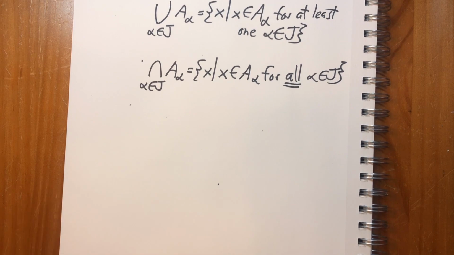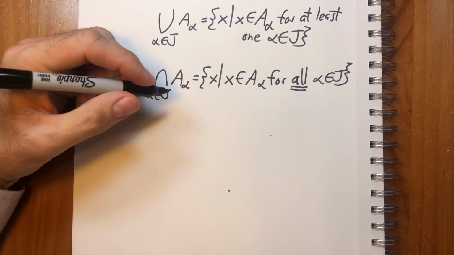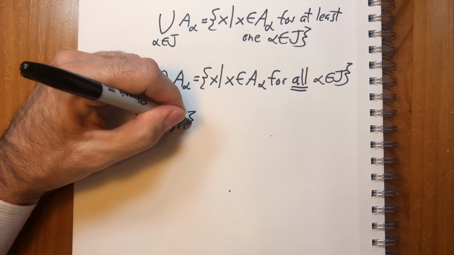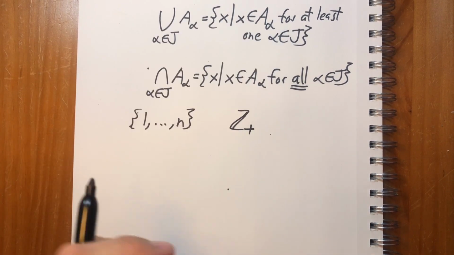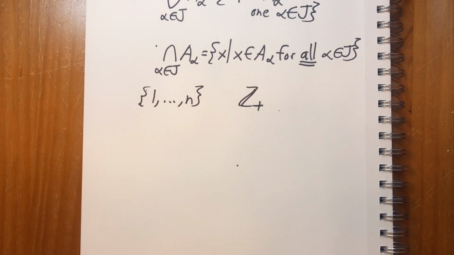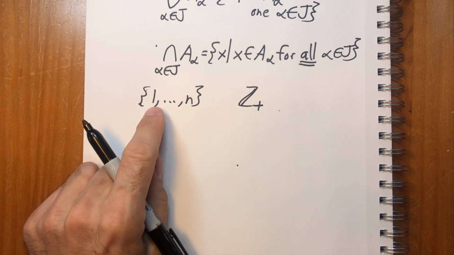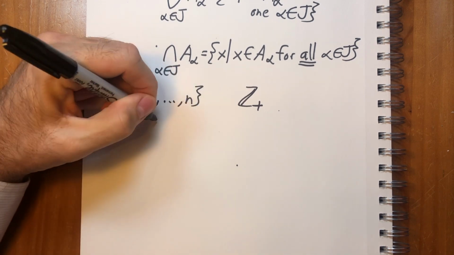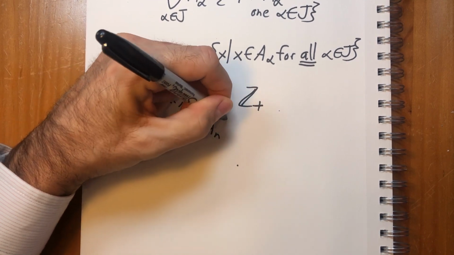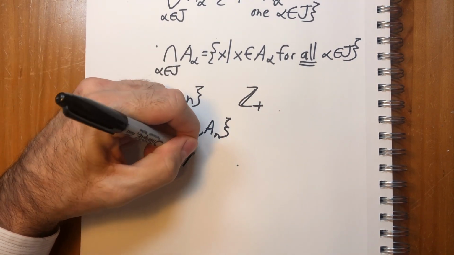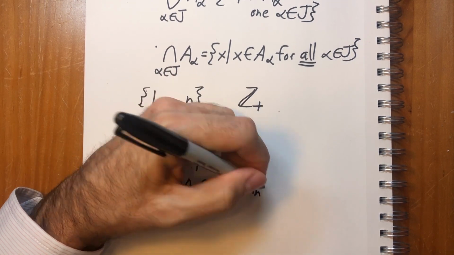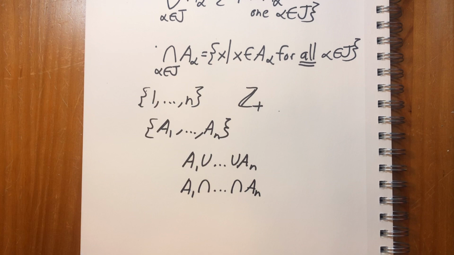So there are two especially useful index sets. One is the set of all positive integers from 1 up to n, and the second is the set of all positive integers. For these index sets, we introduce some special notation. So if a collection of sets is indexed by the set 1 to n, then we can denote the indexed set as curly brace A1, comma, dot dot dot, An, and we can denote the union and intersection this way as A1 union dot dot dot union An and A1 intersect dot dot dot intersect An.